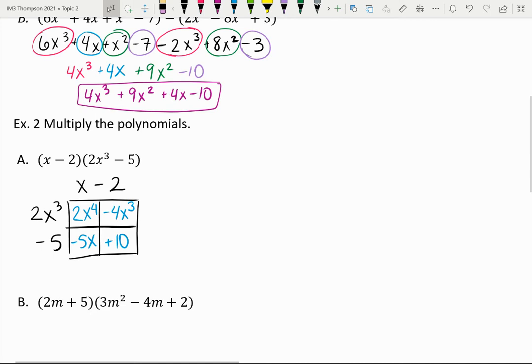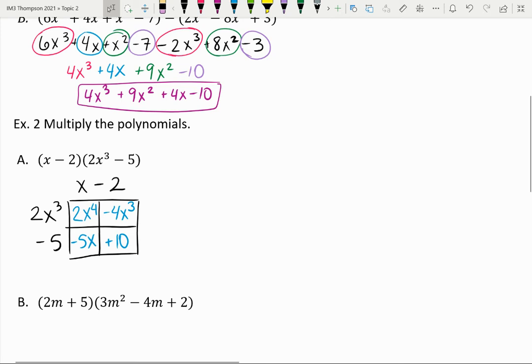Yeah. How come the top left corner of the box is 2x to the 4th power instead of...? Because I have x to the 3rd, which is x times x times x, times another x. It gives me 4 of them, yeah? Cool.